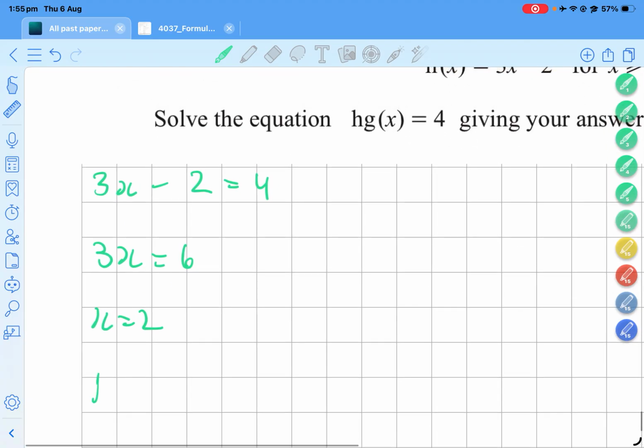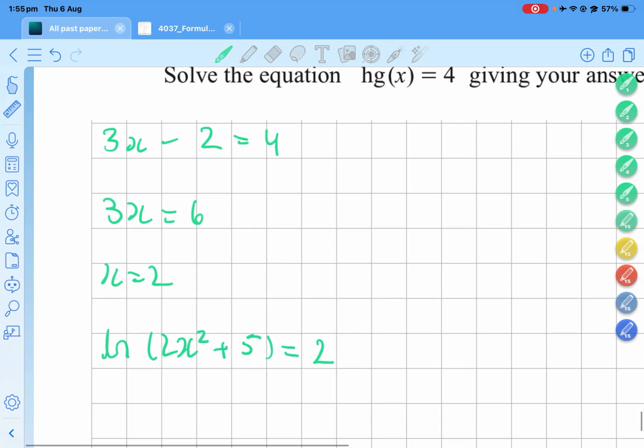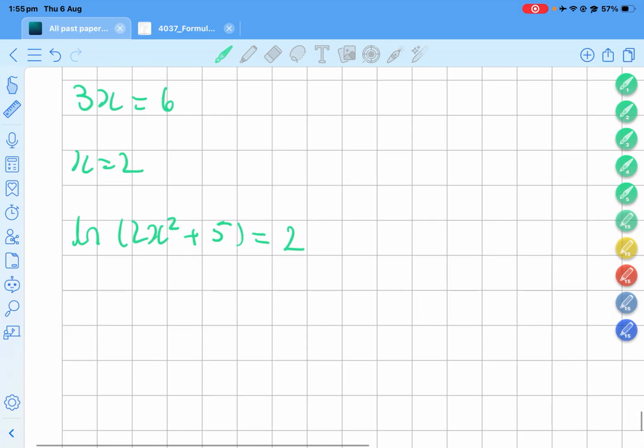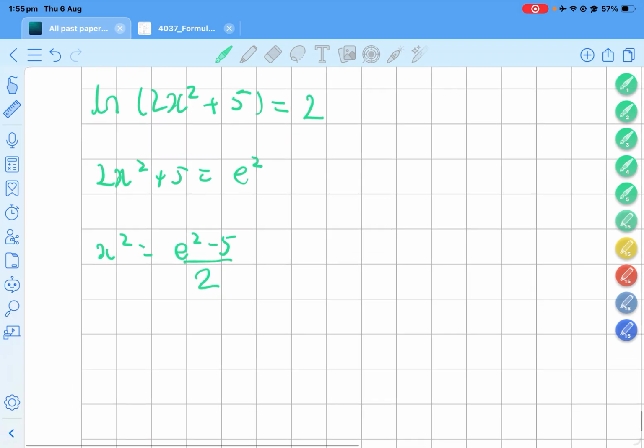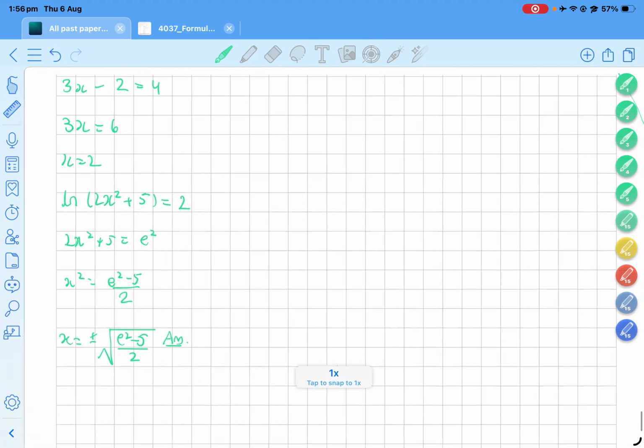Now we need to find for which x, ln of 2x squared plus 5 equals 2. So 2x squared plus 5 equals e raised to 2. So x squared is equal to e squared minus 5, over 2. And then x is the plus minus square root of that thing, is this thing. And that's the answer.